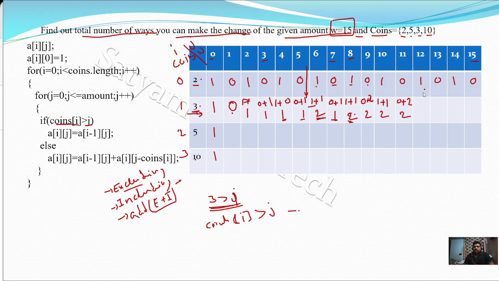Here also you can see it is one way, plus without including the third coin. If you include the 3 rupee coin here, how many ways? 12 minus 3, that is 9. You can see the ninth column. Already you can calculate it, that value is 2. So note down here, so there are 3 ways to make 12 rupees, here it is.